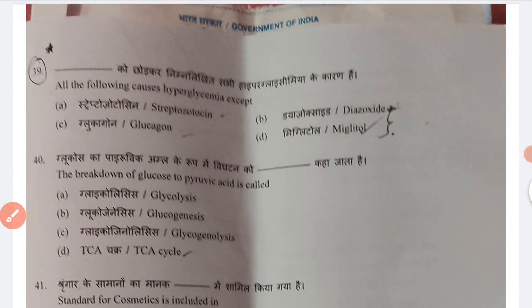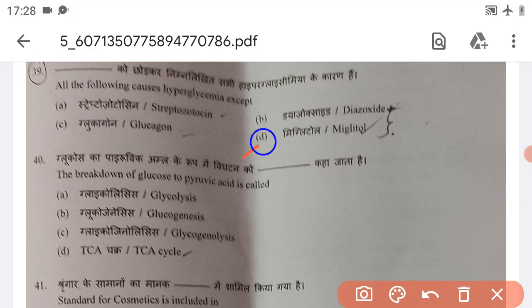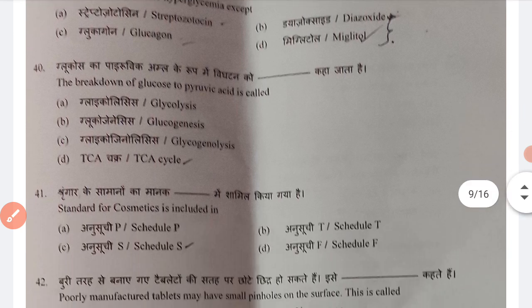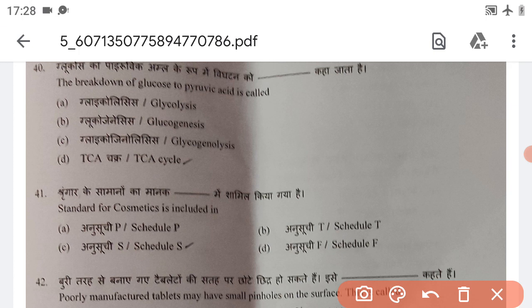Next, all of the following cause hyperglycemia except streptozotocin dioxide, and they are all known to cause hyperglycemia. Glucagon is also increased. So in this, the right answer is Option D, meglitol. Next, the breakdown of glucose to pyruvic acid is called glycolysis.